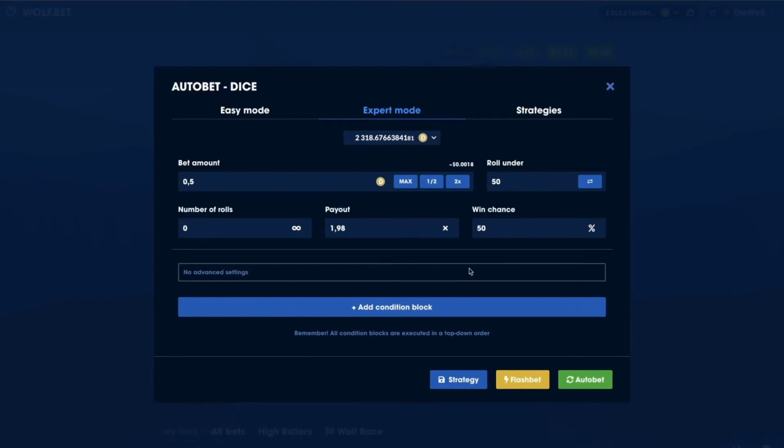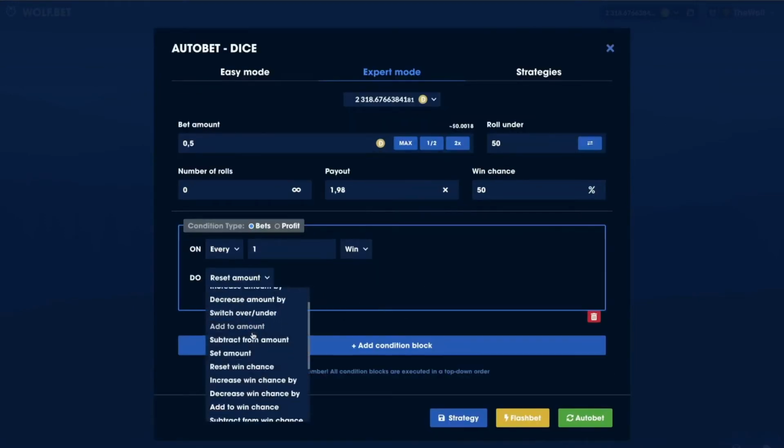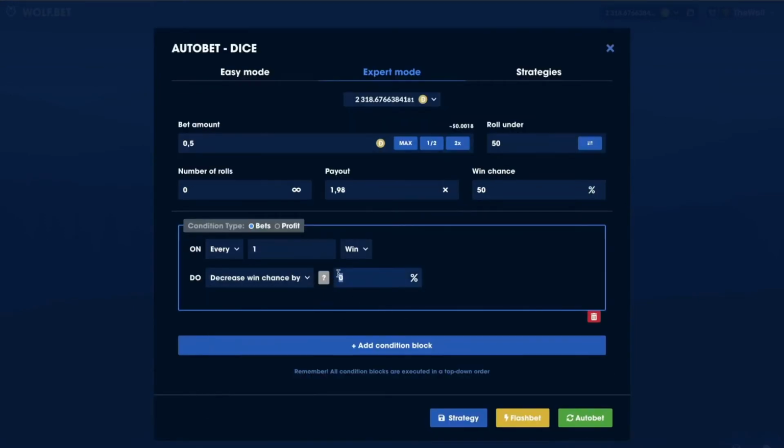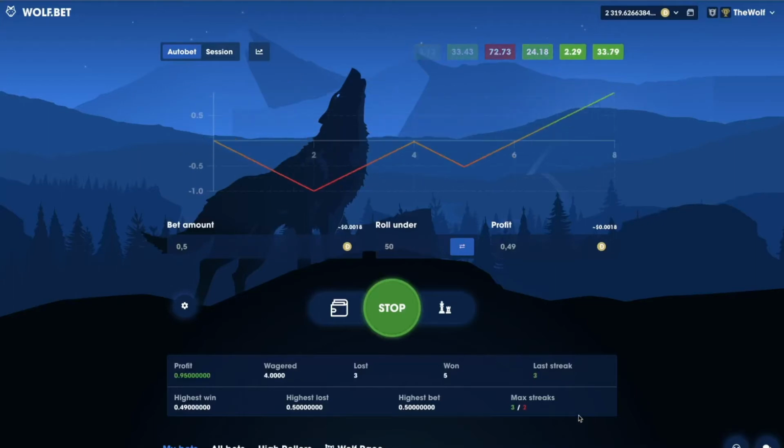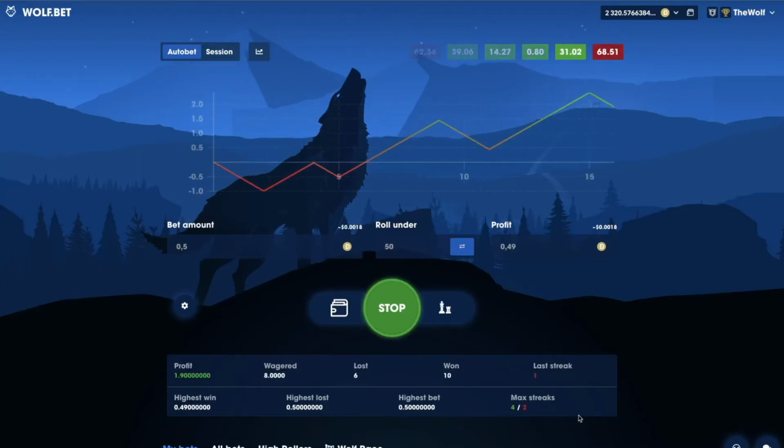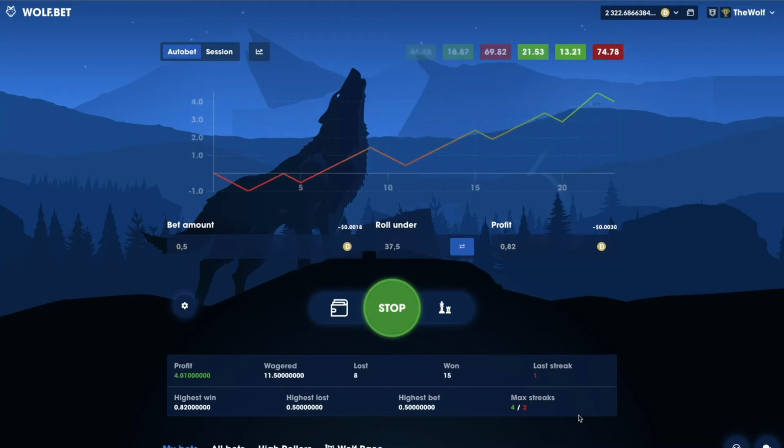You can also decrease the win chance at any given point of your bet. Let's say that after 20 bets you want your win chance to decrease by 25%. Just type 25% and let it roll. Your win chance will now be decreasing by 25% on every 20 bets.